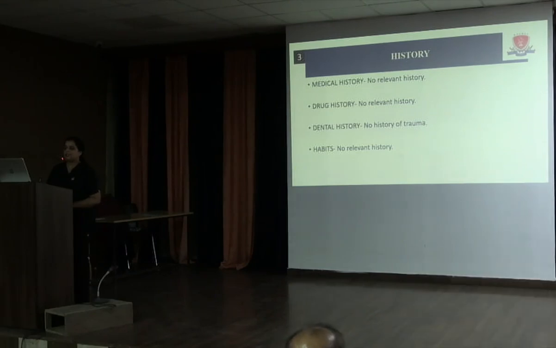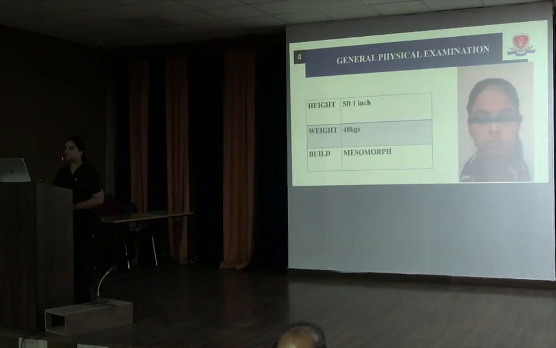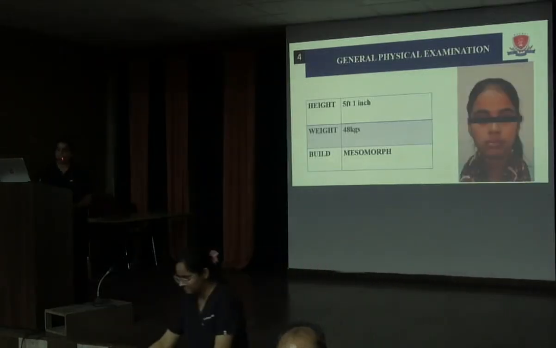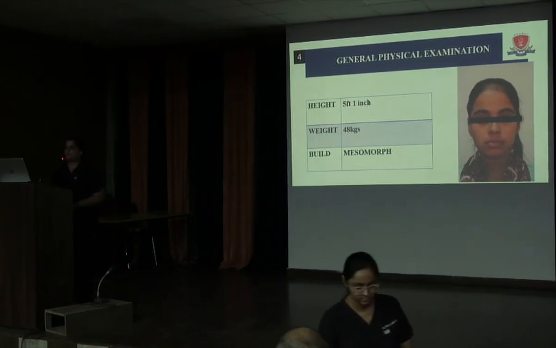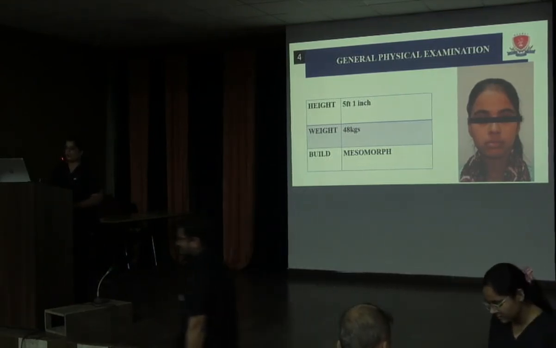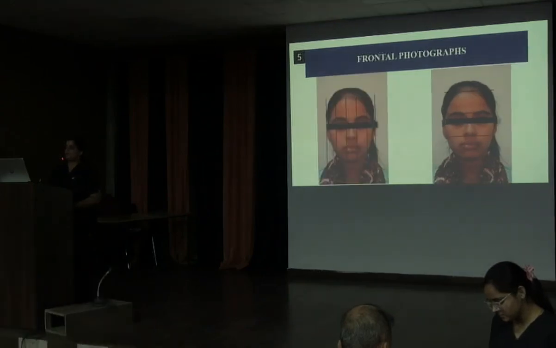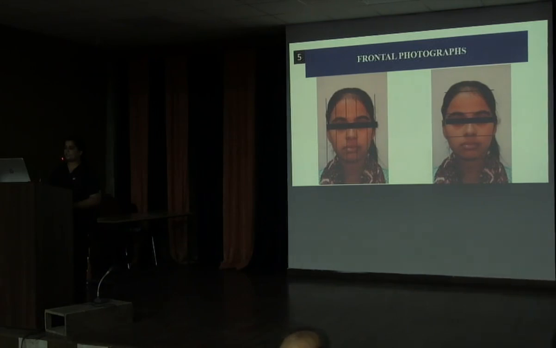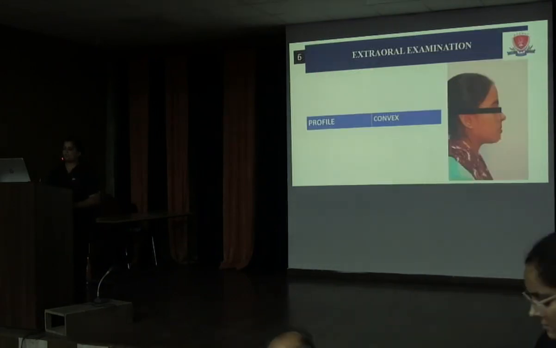The medical history, drug history, dental history and habits show no relevant history. In the general physical examination, the height of the patient is 5 feet 1 inch, weight is 48 kgs, built mesomorph. In the frontal photographs, we can see that the vertical thirds are grossly equal. The profile of the patient is convex.